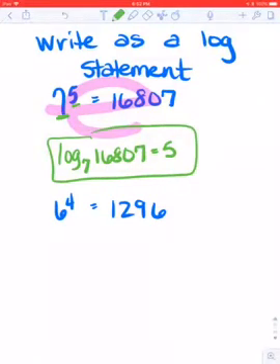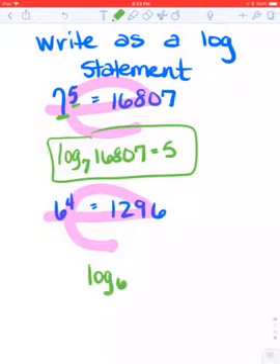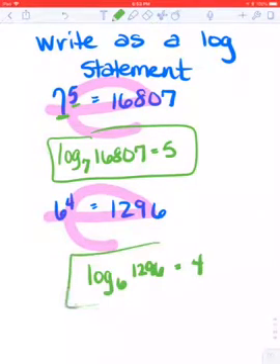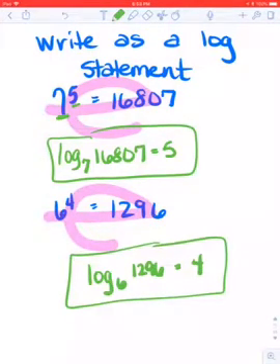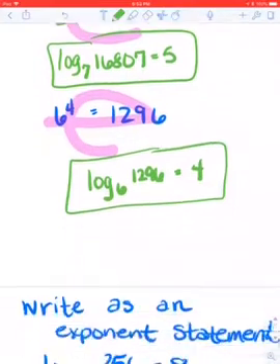Now remember, when you're doing log statements and exponential statements, it's not about solving them. It's about rewriting them. Okay, if I look at this next one, remember I start out making that E. So I start out with log. First thing I touch is 6. That's my base. 1296 is the next number. And then equals 4 because it's the last one. And that is your log statement.